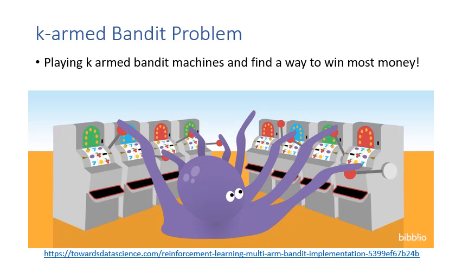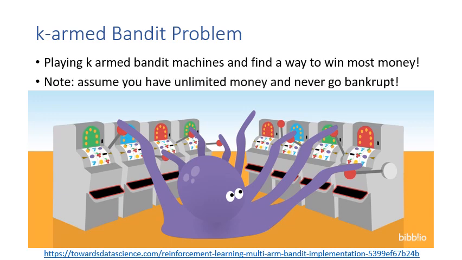Imagine that you are playing one-armed bandit slot machines in a casino. There are a lot of machines, and each machine has a different probability of winning money. Your goal is to find the machine that has the highest winning probability and win as much money as you can. This is exactly the K-armed bandit problem.